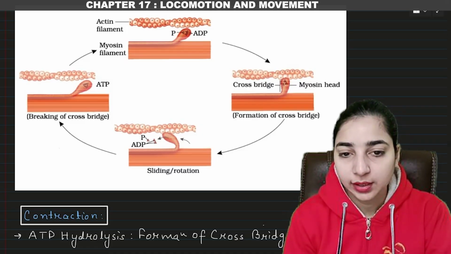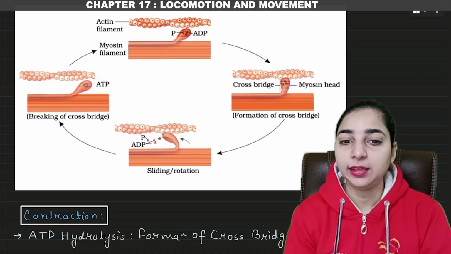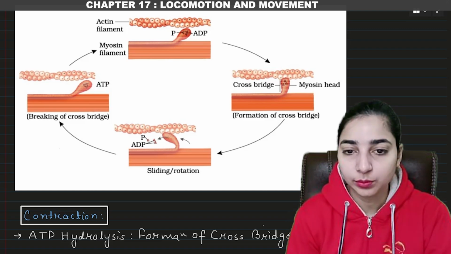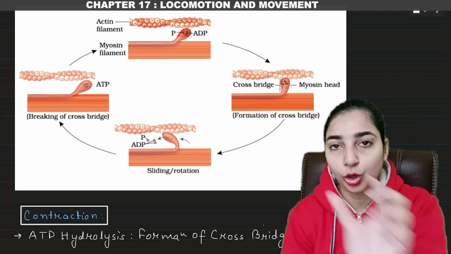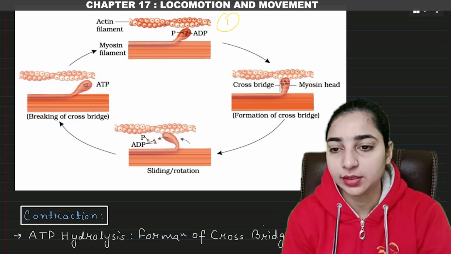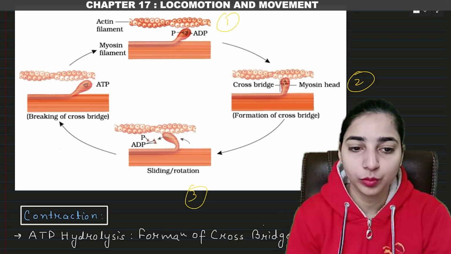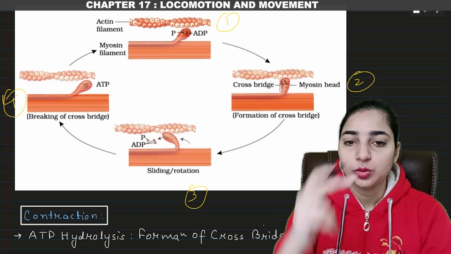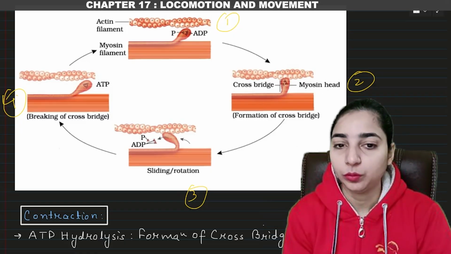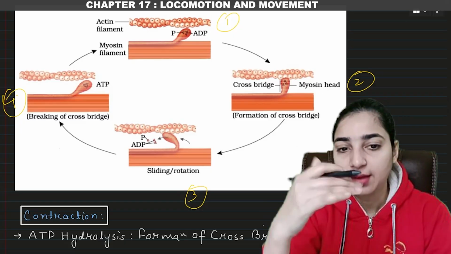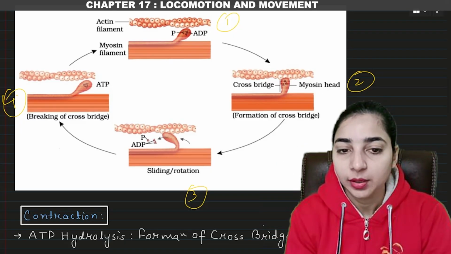Now here you can see this figure shows you the sliding filament theory through the diagram. So you can see 4 small figures here. This is figure number 1, this is figure number 2, this is figure number 3, and this is figure number 4. Okay, so on the top side we have figure number 1. What do you see here? On the top we have actin filament, on the bottom we have myosin filament.